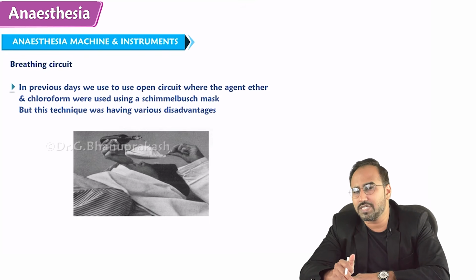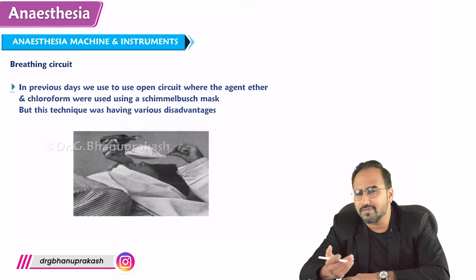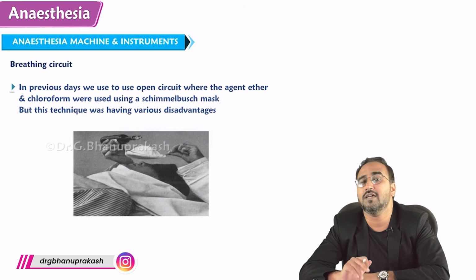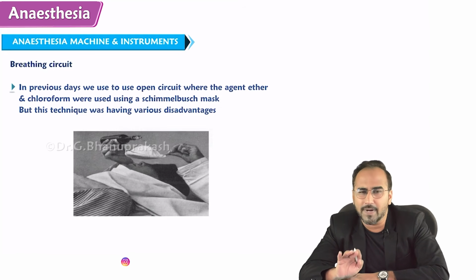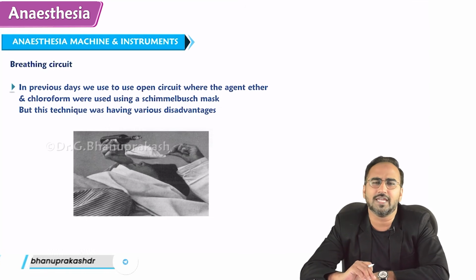The anesthesia machine and breathing circuits came after 1917. Before 1917, how was ether delivered to the patient? There was no machine, no breathing circuit. How was it delivered? It was delivered by the open method, or open circuit. What is the open method and open circuit?